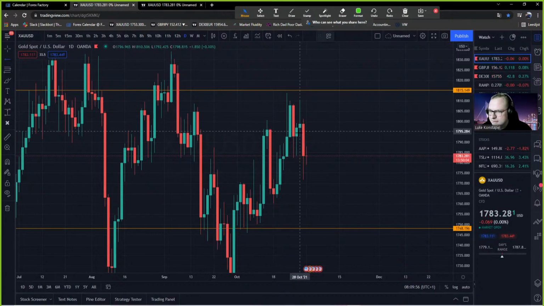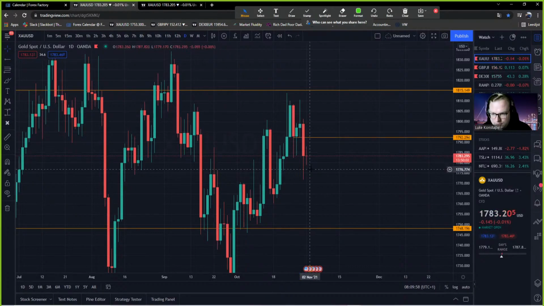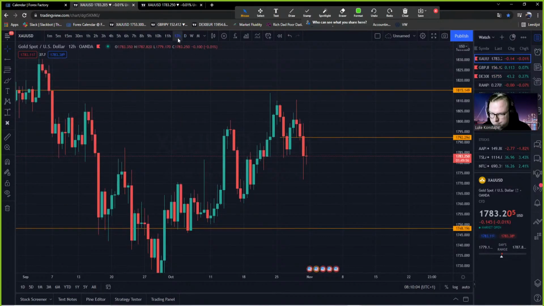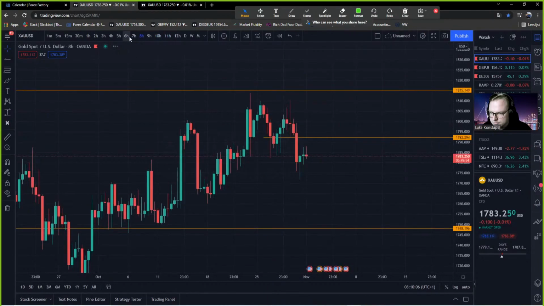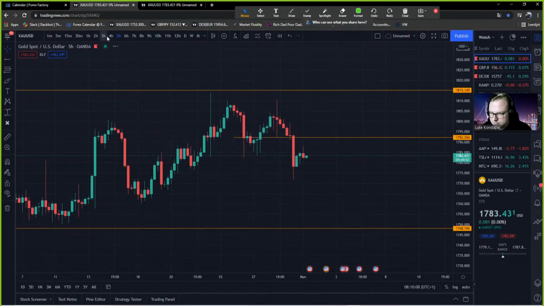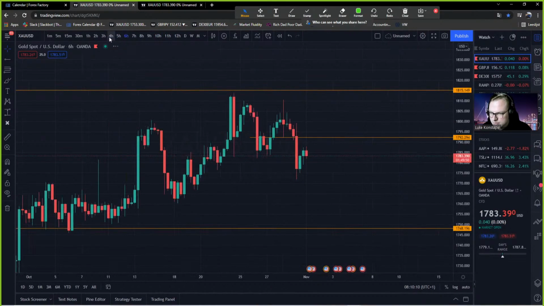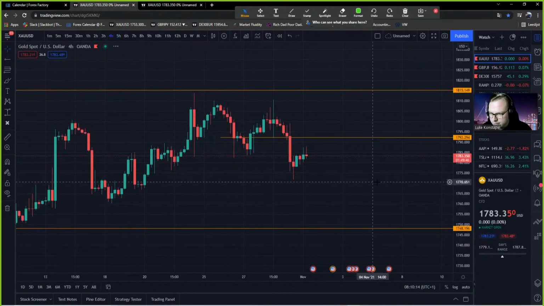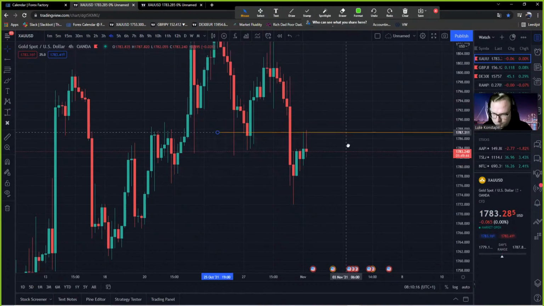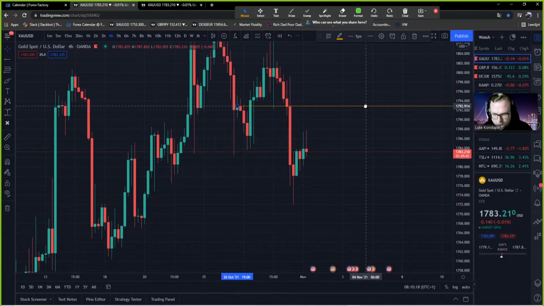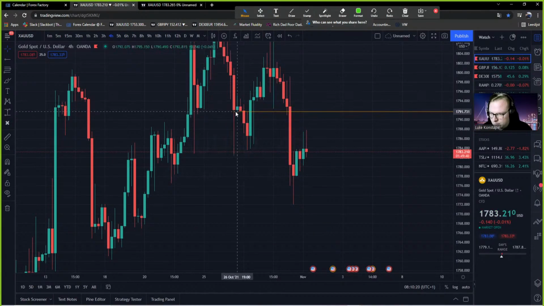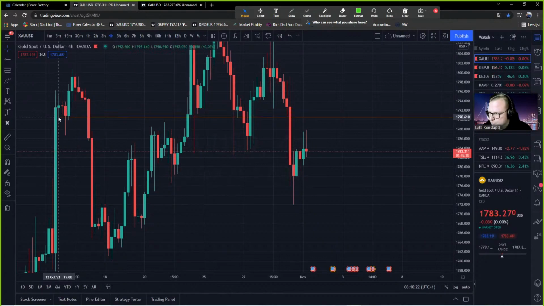Yeah, I want to go back on the daily time frame to 92 something. That's a very nice level. We have multiple levels over there, and below over here.